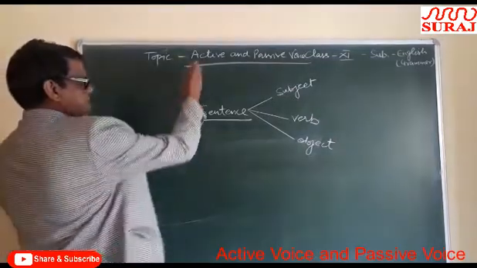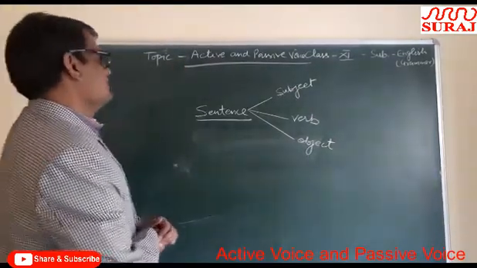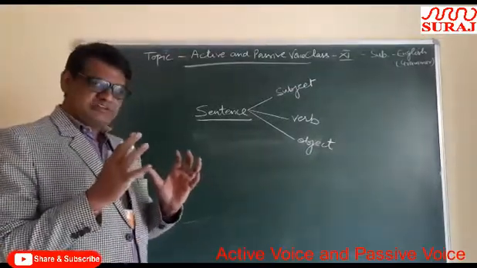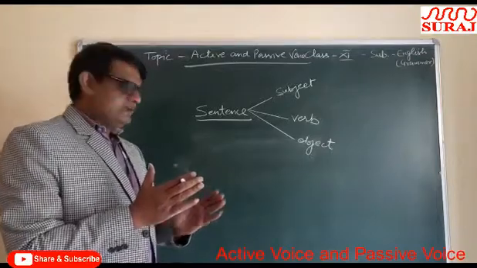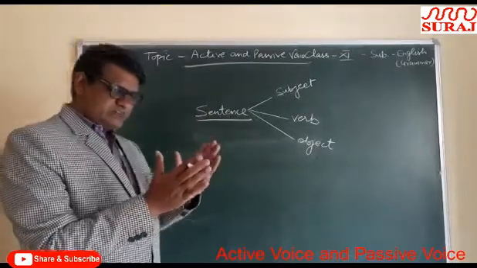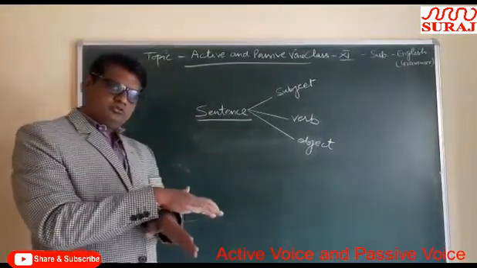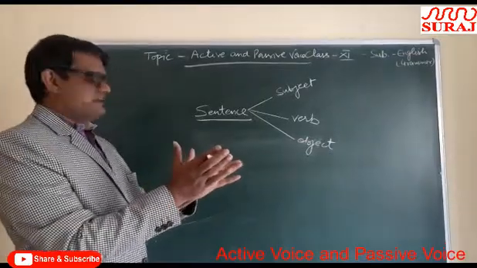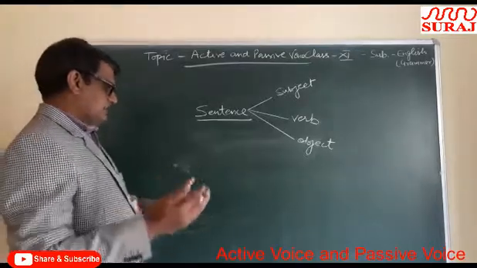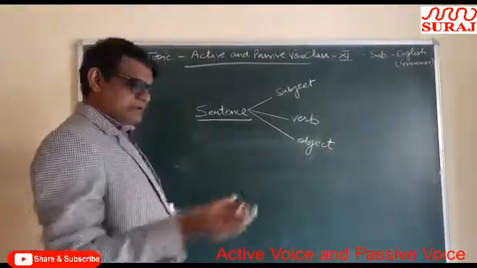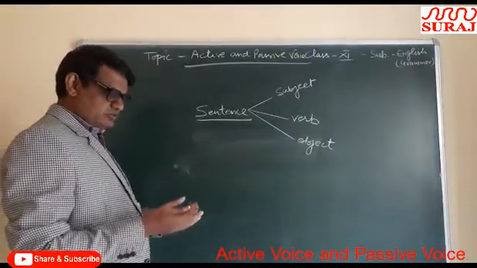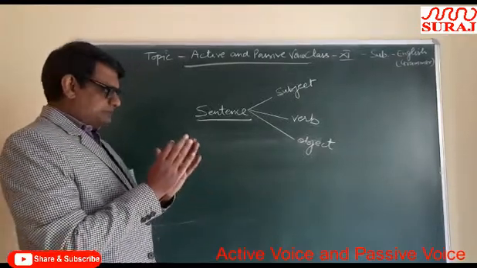So now the question arises, what is an active voice? A sentence is said to be in active voice when the subject does an action, and a sentence is said to be in passive voice when the subject is acted upon. This is the difference between active voice and passive voice. Now we take an example of simple present tense. Today we will change sentences into the passive form of present indefinite.